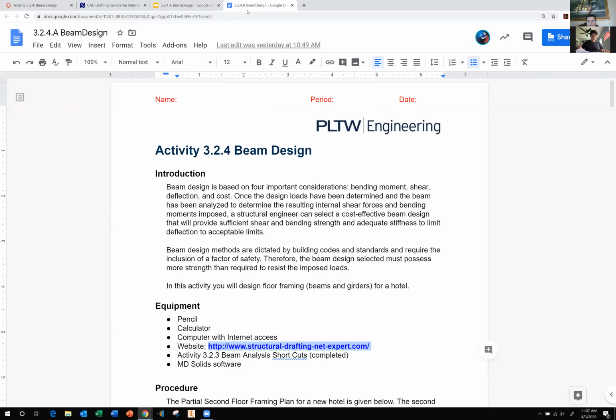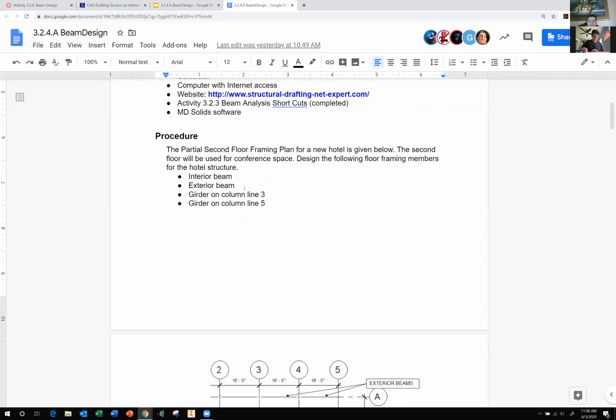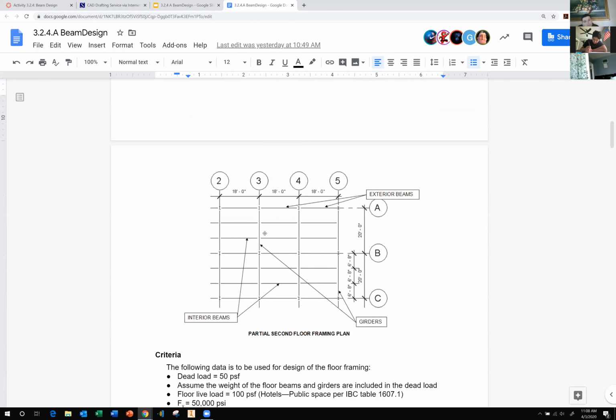So what I'm going to do today is solve the whole interior beam for you. Your responsibility is to solve the exterior beam, the girder on column line 3, and the girder on column line 5. Hopefully you also realize there's a difference between each of those four conditions. The beams are the ones running horizontal. The girders are the ones running vertical.